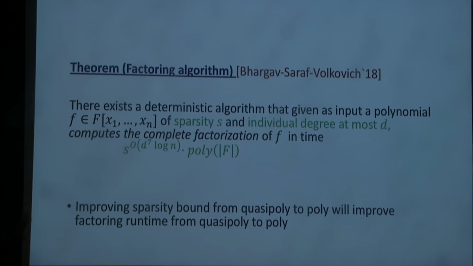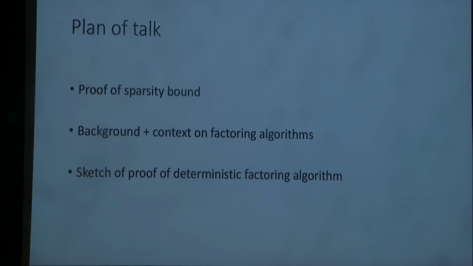Good. So we'll show this. The plan of the talk: I'll first prove the sparsity bound, and then I'll tell you a little bit about factoring algorithms, and then we'll see the proof of the deterministic factoring algorithm. And along the way, I'll tell you a little bit about Kaltofen, Trager, and the factoring algorithms of the past, how they worked, and how we de-randomize them in our setting for sparse polynomials.